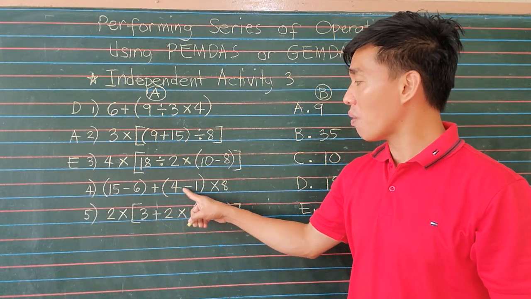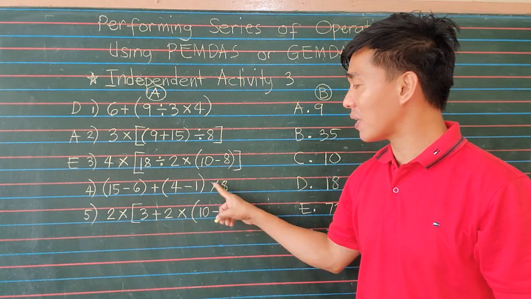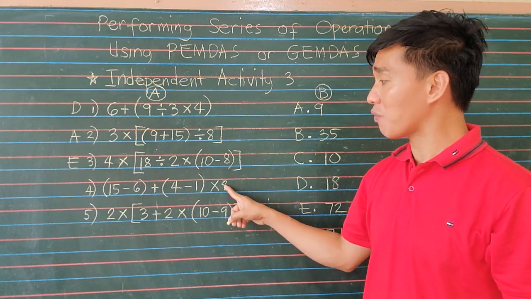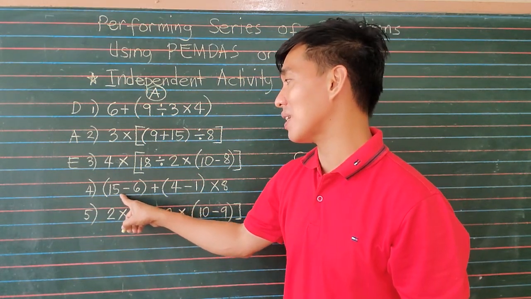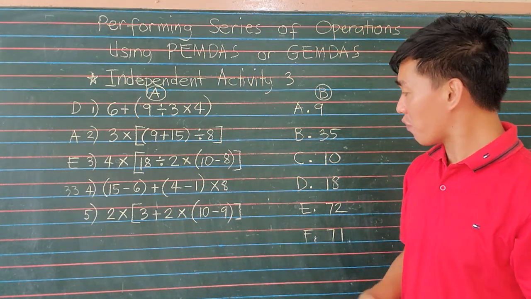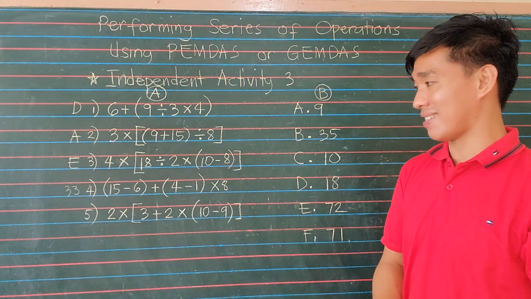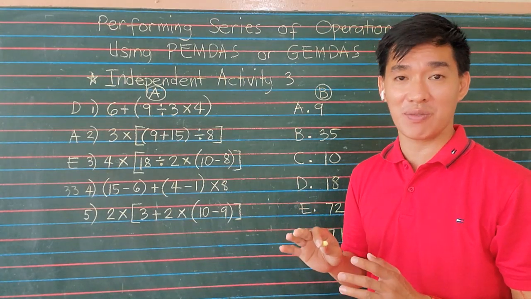Now, 4 minus 1, that is equal to 3. Now, if you will multiply 3 by 8, that is equal to 24. Now, 24 plus 9, that is equal to 33. So, 33 is supposed to be the answer for number 4, but it's not in the choices. We'll just skip number 4. I think there's a correction for that.